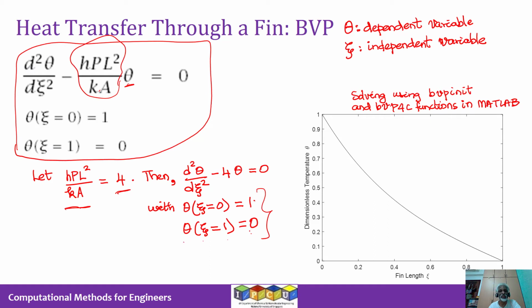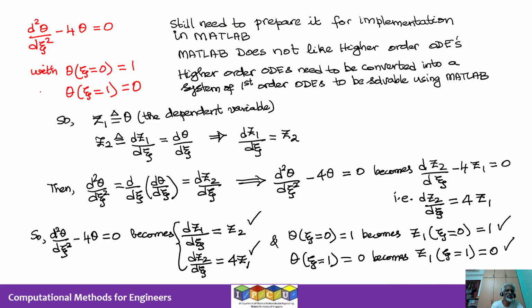And then we can solve it using Matlab. The commands are bvpinit and bvp4c. These two commands can be used along with the plot command to get the solution to this particular problem. I'll show you the code in a short while. Now, this is something we have seen many times so far as the governing equation and the associated boundary conditions. We still need to prepare it for implementation in Matlab.